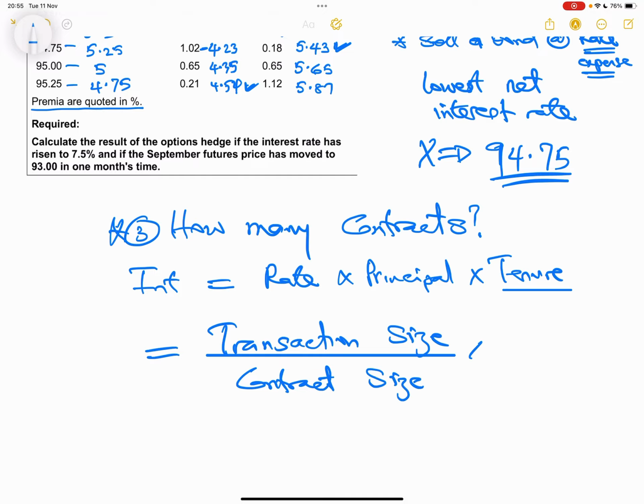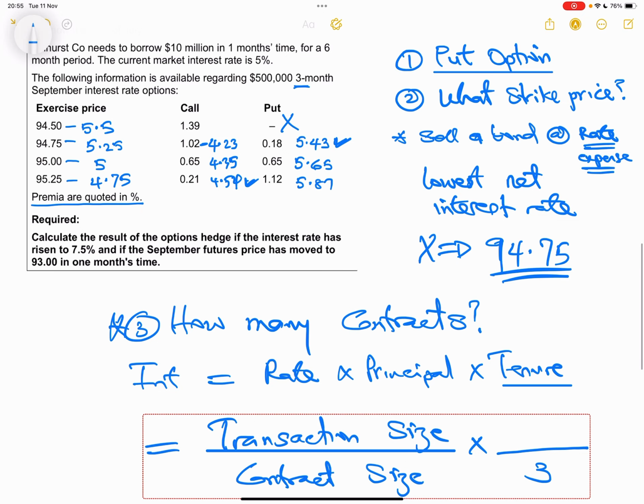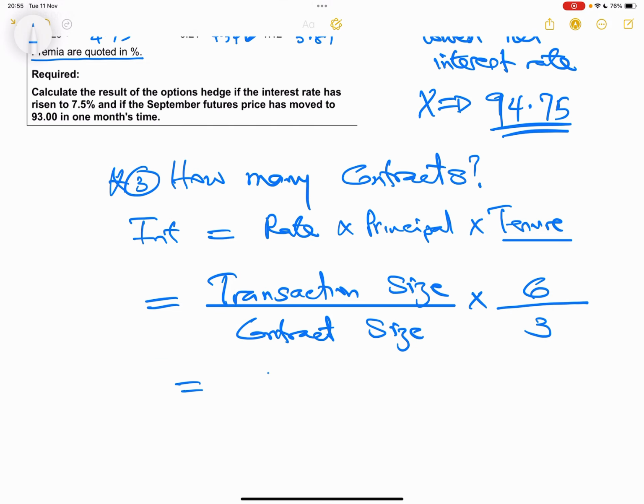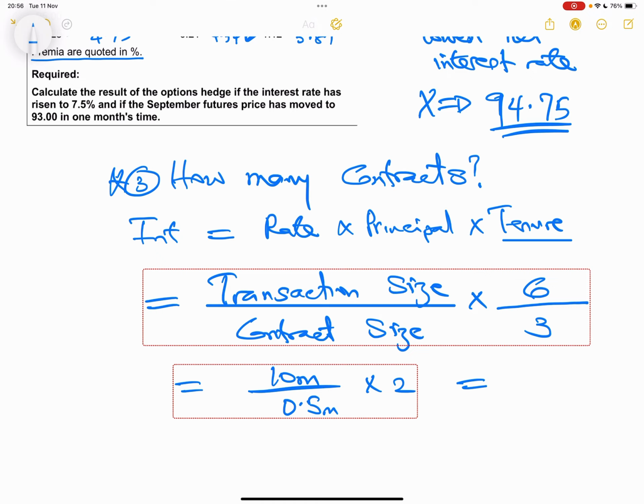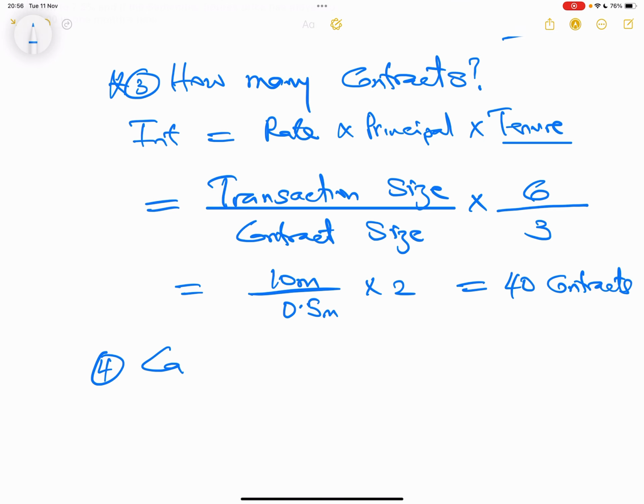With this one, we need to apportion with time. So we need to first of all divide it by the total tenure of the contract this time around, which is 3. Then you multiply it by the tenure of the transaction, which is 6 in this regard. And in that case, the transaction size is 10 million, contract size is 0.5 million, and times 6/3. And that will give us 40 contracts. So we know the number of contracts that we need, then our life is super easy, because now we can go to step 4, which is to calculate premium.